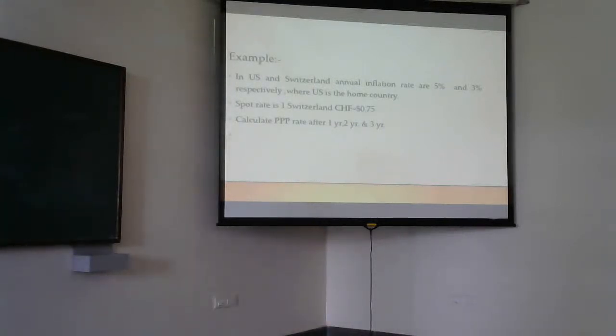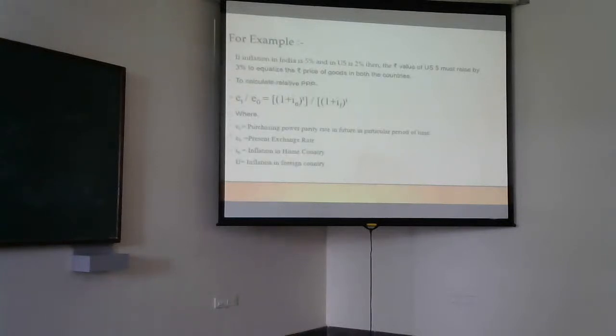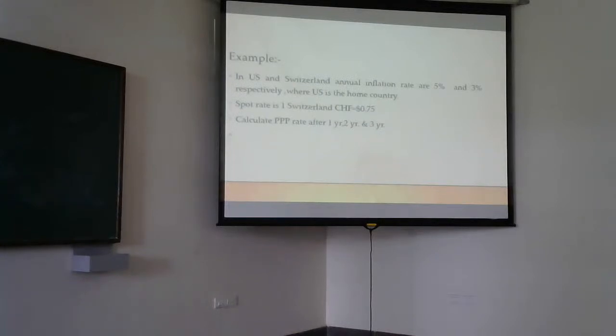So what exactly is the formula that they have given us? Let us look at it once again. It relates the purchasing power parity rate in the future in a particular period to the present exchange rate, along with the inflation rate in the home country and the inflation rate in the foreign country. In this problem, they have clearly told us that the foreign country is Switzerland and the home country is the US. Now they are asking us to find the purchasing power parity rate after 1 year, 2 years, and 3 years.